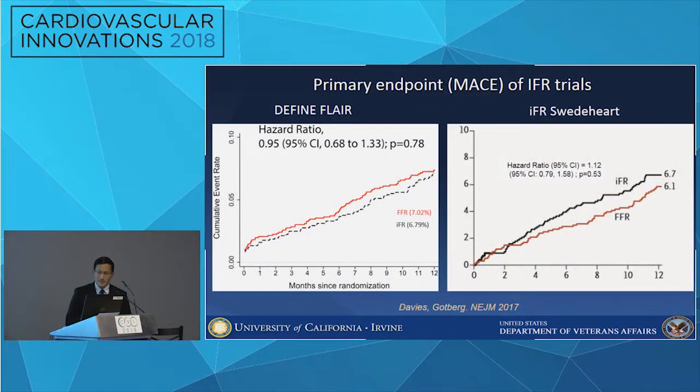And this was shown in these Kaplan-Meier curves, demonstrating that the hazard ratio in the two studies was actually quite identical and clearly non-inferior to each other. The pooled endpoint was also non-inferior.